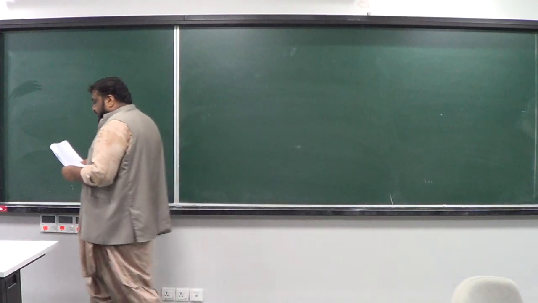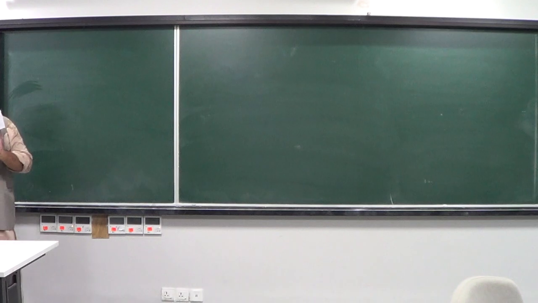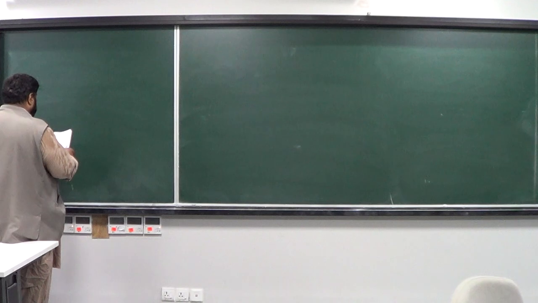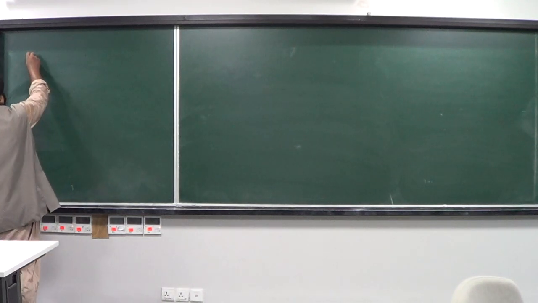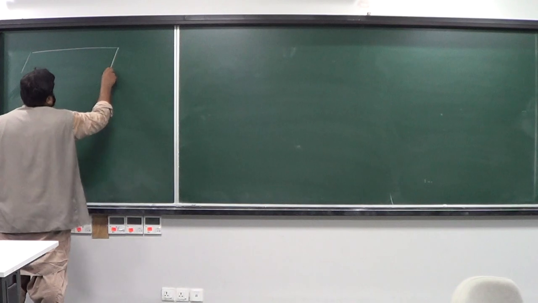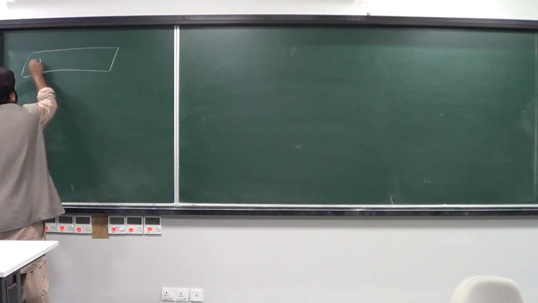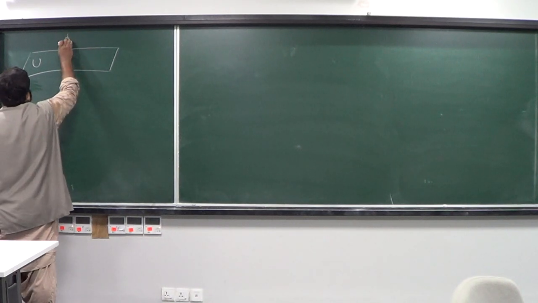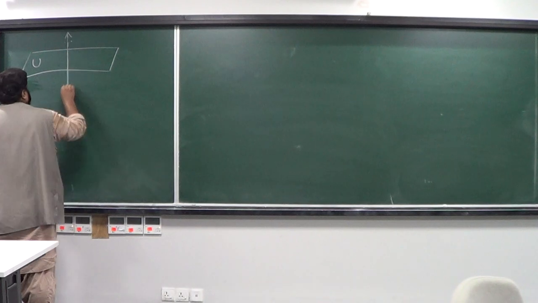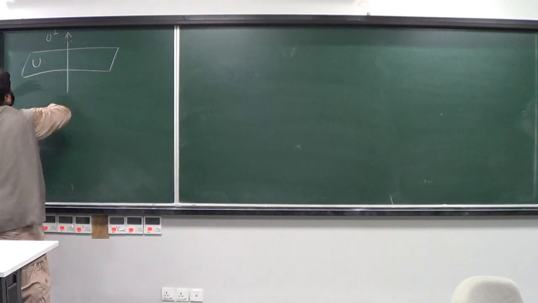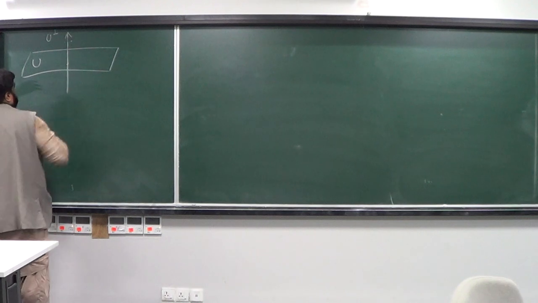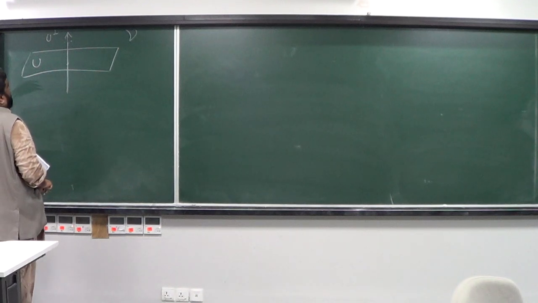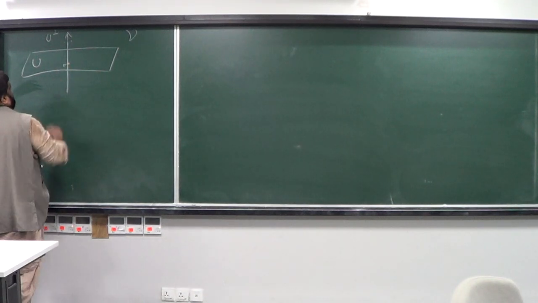Okay, so let's recall what we did in our last class. If, for example, you have a subspace U, and this is the orthogonal part of the subspace U, let's call it U perp. Both are subspaces of an inner product space V, and this is the vector 0.